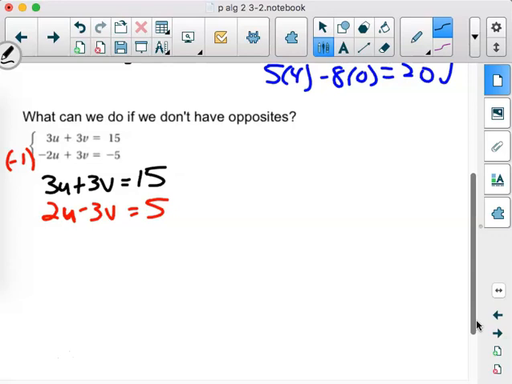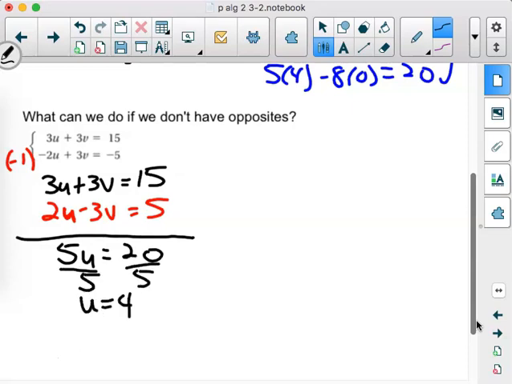Now, like I said, if you looked up there and immediately thought, I'm going to get 6u and -6u, I'm going to multiply this top one by 2, this bottom one by 3, the u's will drop out. If you do it right, yes, absolutely. But try to pick the easiest way. So now when we add these, we will get 5u equals 20. Well, let's just divide both sides by 5. And u is 4.